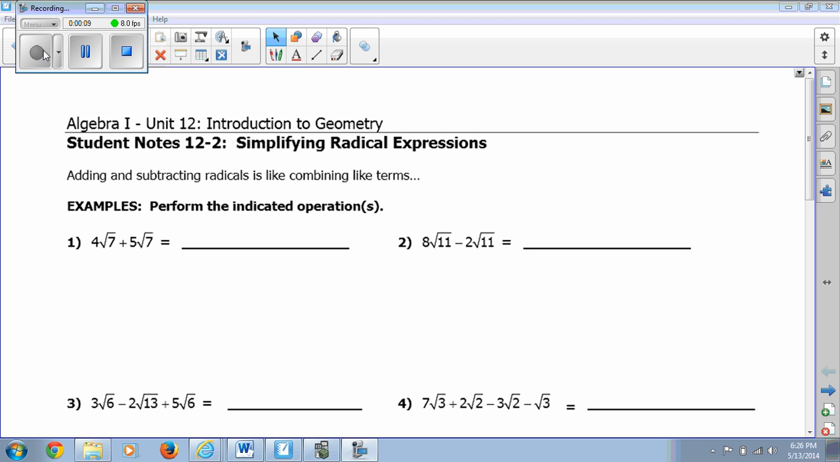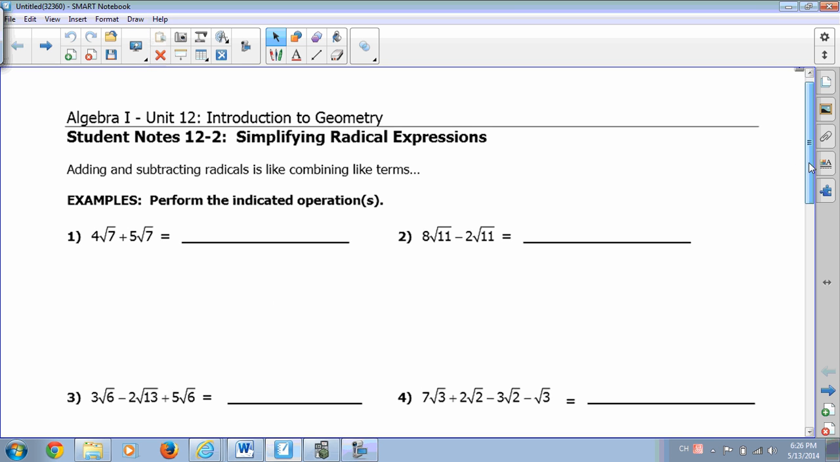I teach geometry and pre-AP Algebra I, and I'm going to be teaching your lesson today for student notes 12-2, Simplifying Radical Expressions. So we're going to go ahead and look at this first problem together.